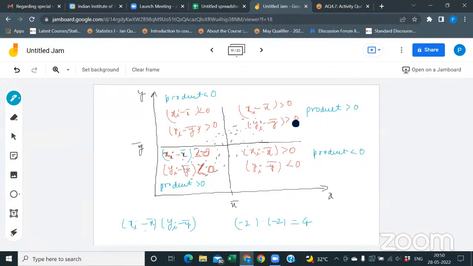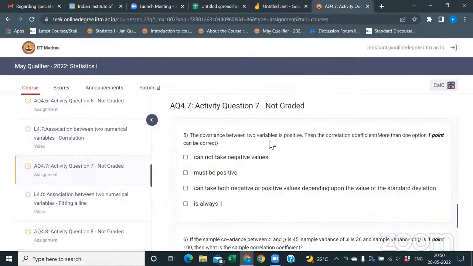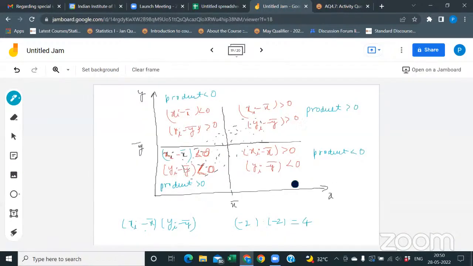What was the question actually? The covariance between two variables is positive, then the correlation will be positive.